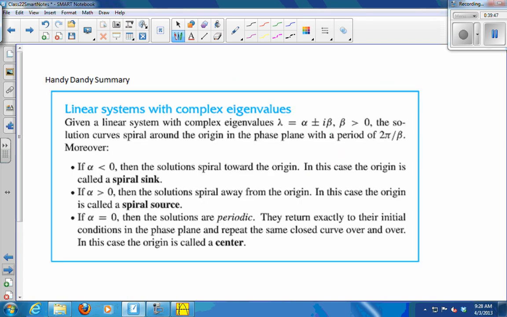So here's the summary of what happens with different kinds of complex eigenvalues. If the real part of lambda is positive, it's going to spiral out from the origin. If the real part is negative, it spirals in towards the origin, and we call it a spiral sink. When it spirals out, we call it a spiral source. If the real part is 0, then the solutions are periodic, and they repeat the same closed curve over and over.